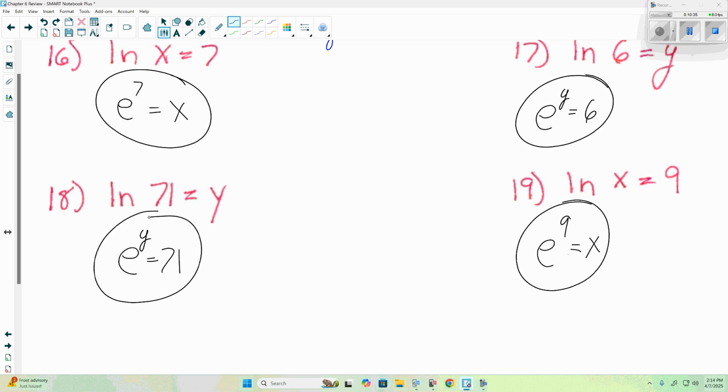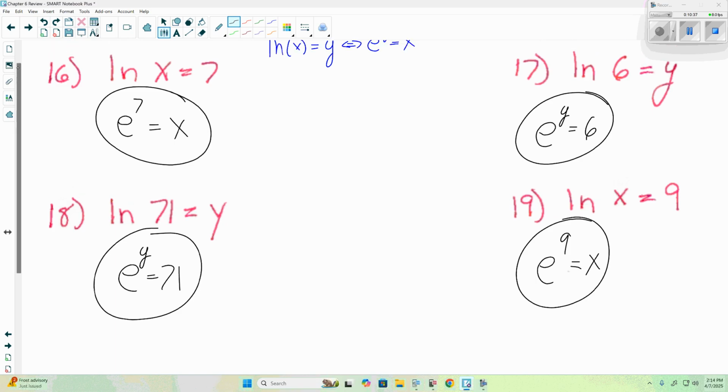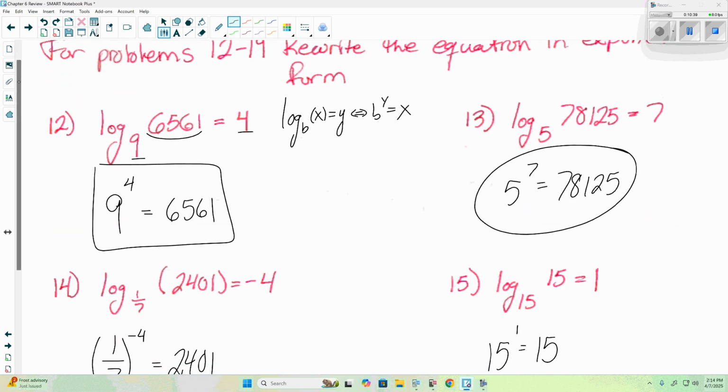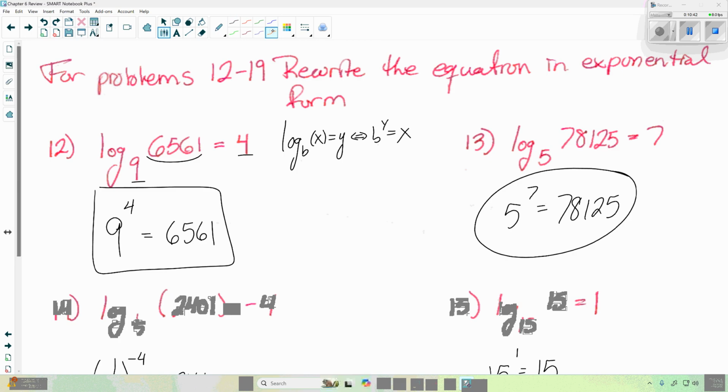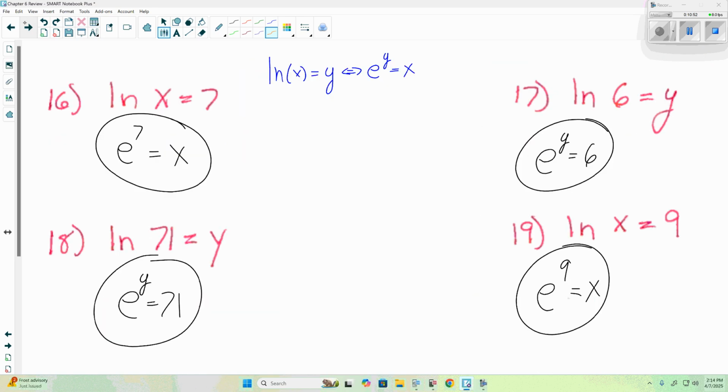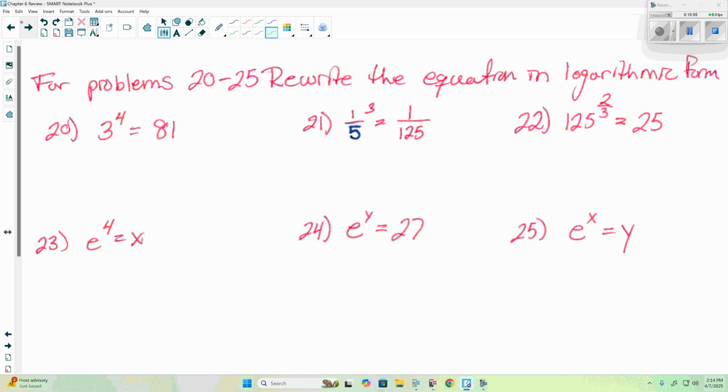Questions on these here? So are we good with 12 through 19? There's 8 of these on the test. 8 of these on part 1. We ready for 20 through 25? Rewrite each exponential as a logarithm. So we're going back the other direction. I'll tell you this now. There are 8 of these on the test.